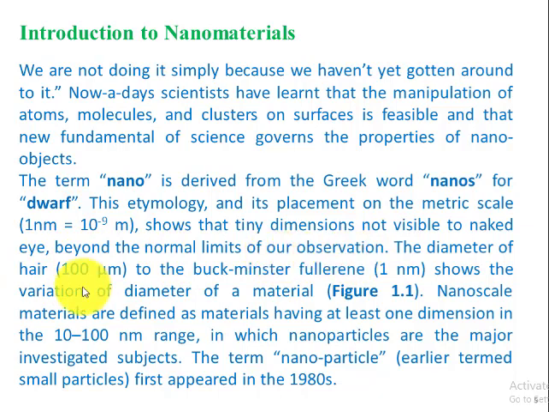It is well known that the diameter of hair is 100 micrometer. If we compare the diameter of hair, which is 100 micrometer, to the Buckminster fullerene, which is 1 nanometer in size, it has been shown on the next slide in figure 1.1. Nanomaterials are defined as materials having at least one dimension in the 10 to 100 nanometer range, in which nanoparticles are the major investigated subjects. The term nanoparticles first appeared in the 1980s.